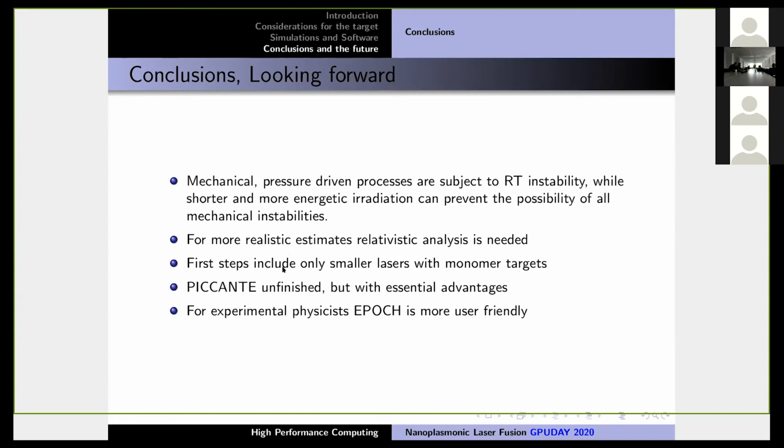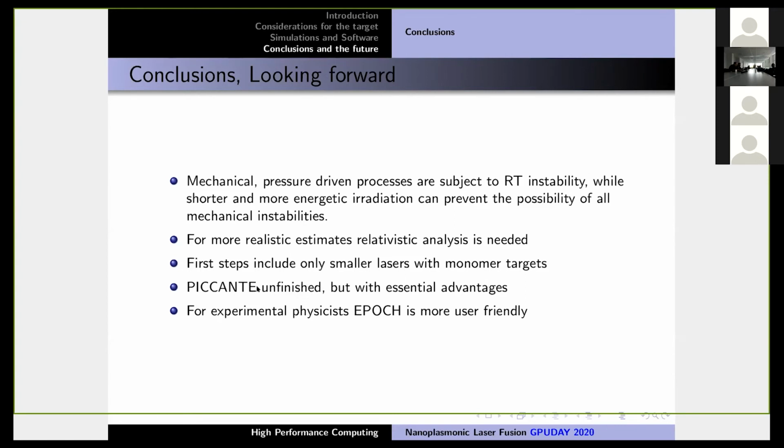And for the first steps of the research laboratory, we need to provide information and to use a software which is more experimental physicist friendly. So since Epoch is used more widely, I think from the two softwares, I would choose the Epoch software.